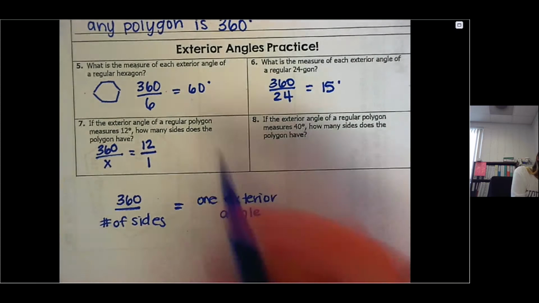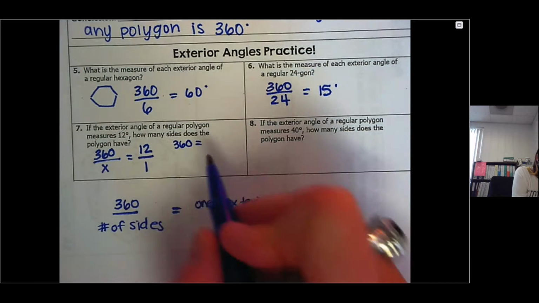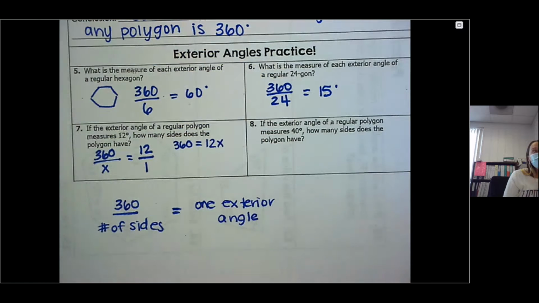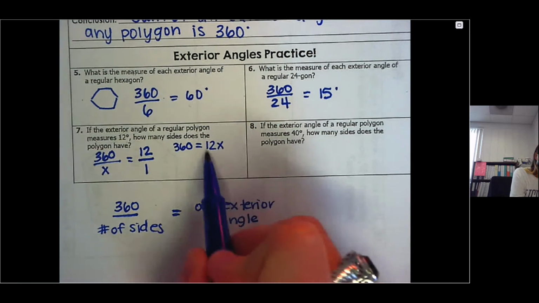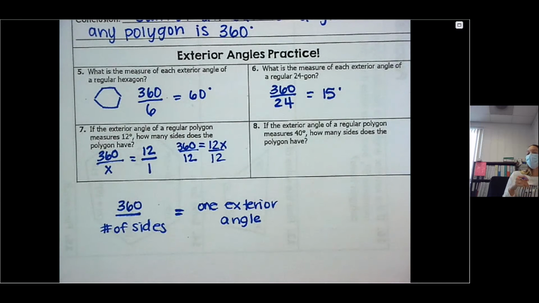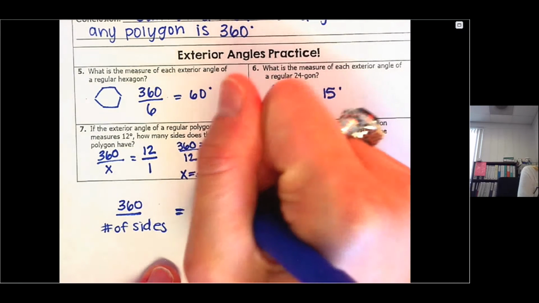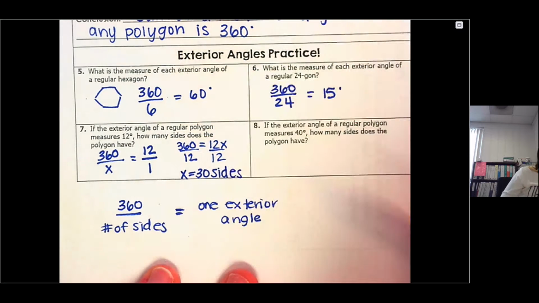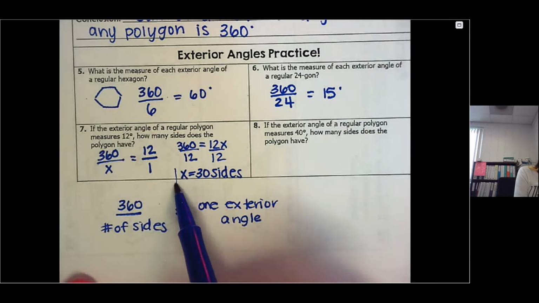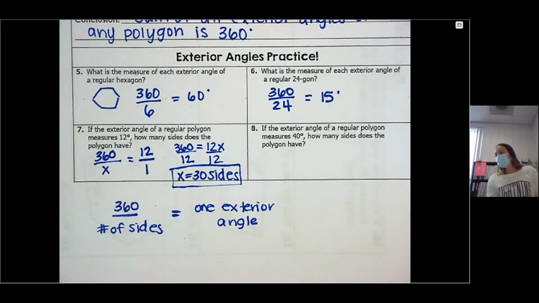360 times 1 is 360. And 12 times x is 12x. And then it's exactly like Andrea said, you're just dividing by 12. Again, I'm just showing it to you this way because when I do add some algebra in, I want you to be able to set it up. What do you get when you do 360 divided by 12? So there are 30 sides total. 30 sides. Okay, I want you to try number 8. Same thing. Try number 8. And we'll go from there.